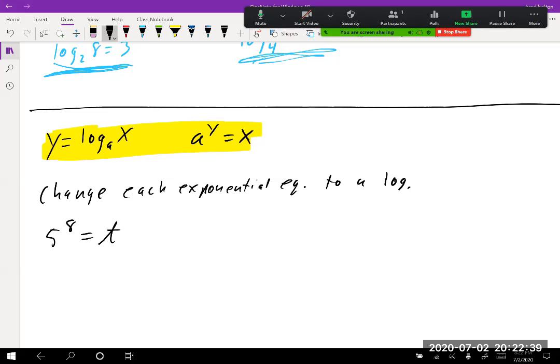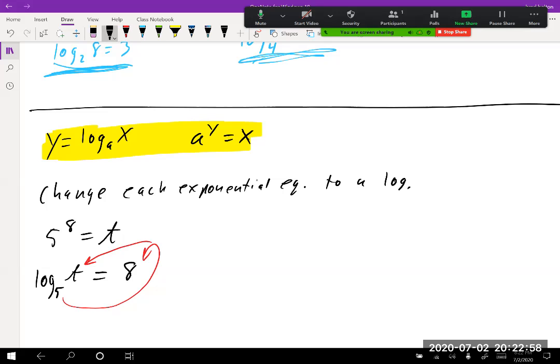So that means the power is 8. So I already know that I'm going to have this equal to 8. And the base is 5, so I know I'm going to do log base 5. So that means that this has to be t. So now I can just double check. 5 to the 8 is equal to t. There you go. That's it, right?